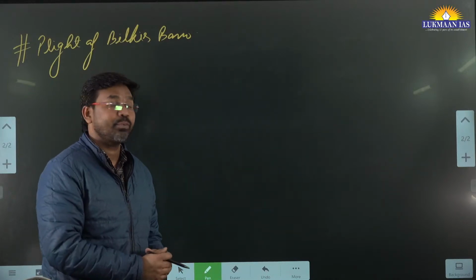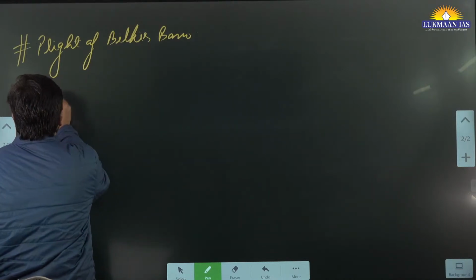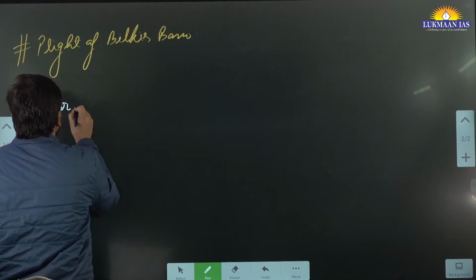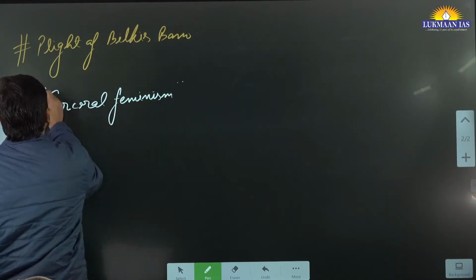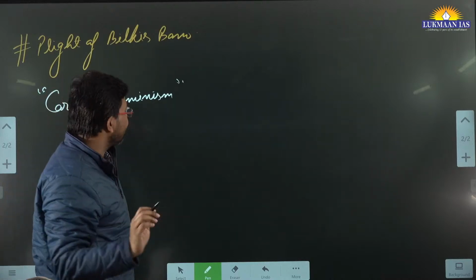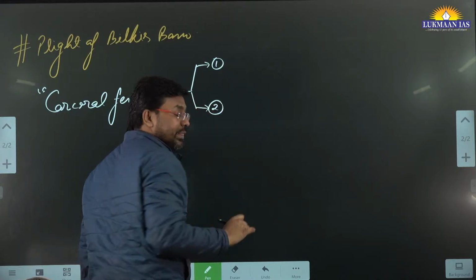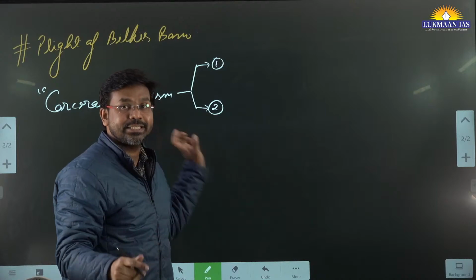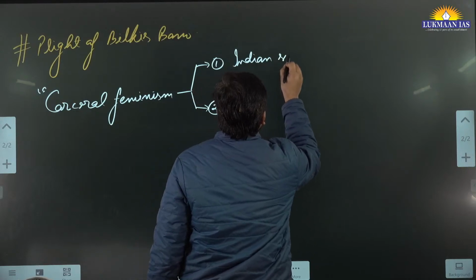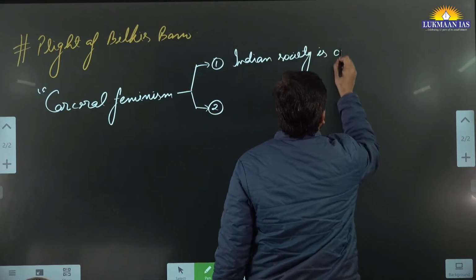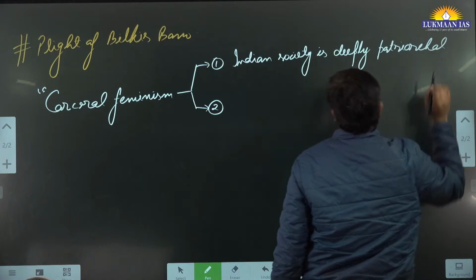But in this article they have talked about another theory. That theory is known as carceral feminism. So we are going to discuss what we mean by carceral feminism. Basically, under carceral feminism they talk about two important things. Number one, we are discussing this topic from the perspective of Indian society, and they say that Indian society is deeply patriarchal. This is one thing.